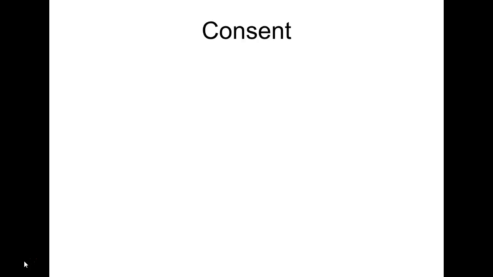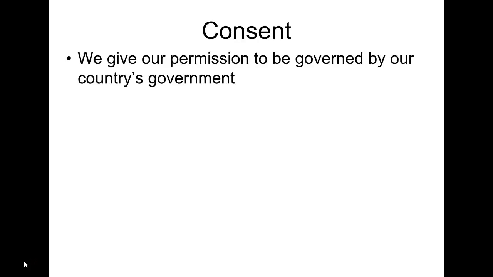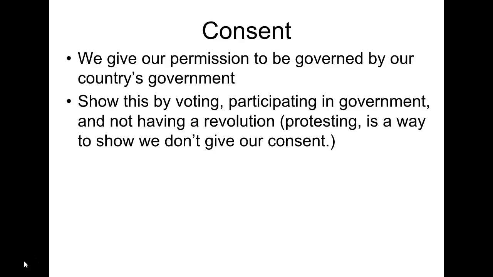So let's look at what we mean by consent. Consent means that we give our permission to be governed by our country's government. A lot of philosophers feel that if the people didn't give their consent, we could rise up and overtake the government. So by not doing that, we're showing our consent. We show our consent by voting and participating in government, like running for office, campaigning for candidates, and also not having a revolution. Protesting is a way to show we don't give our consent. So when people go out and do the Women's March or something like that, they're showing we don't give our consent to this. We are opposed to this.